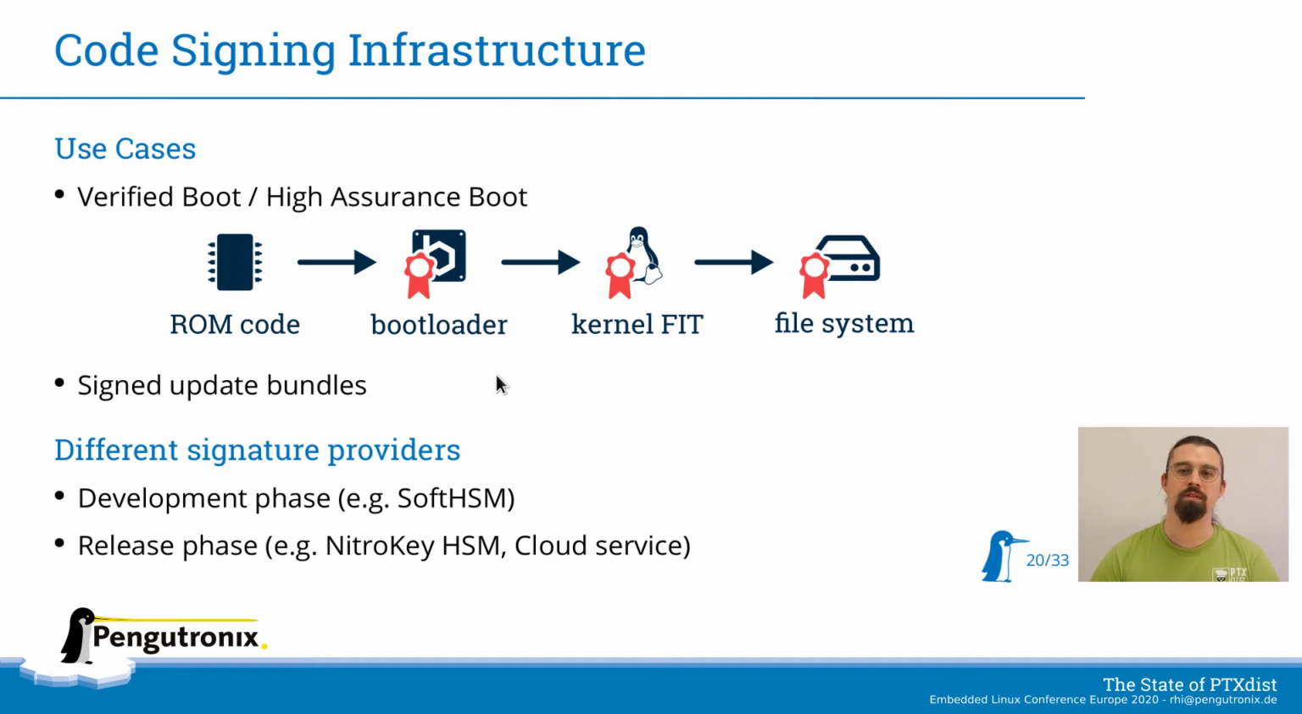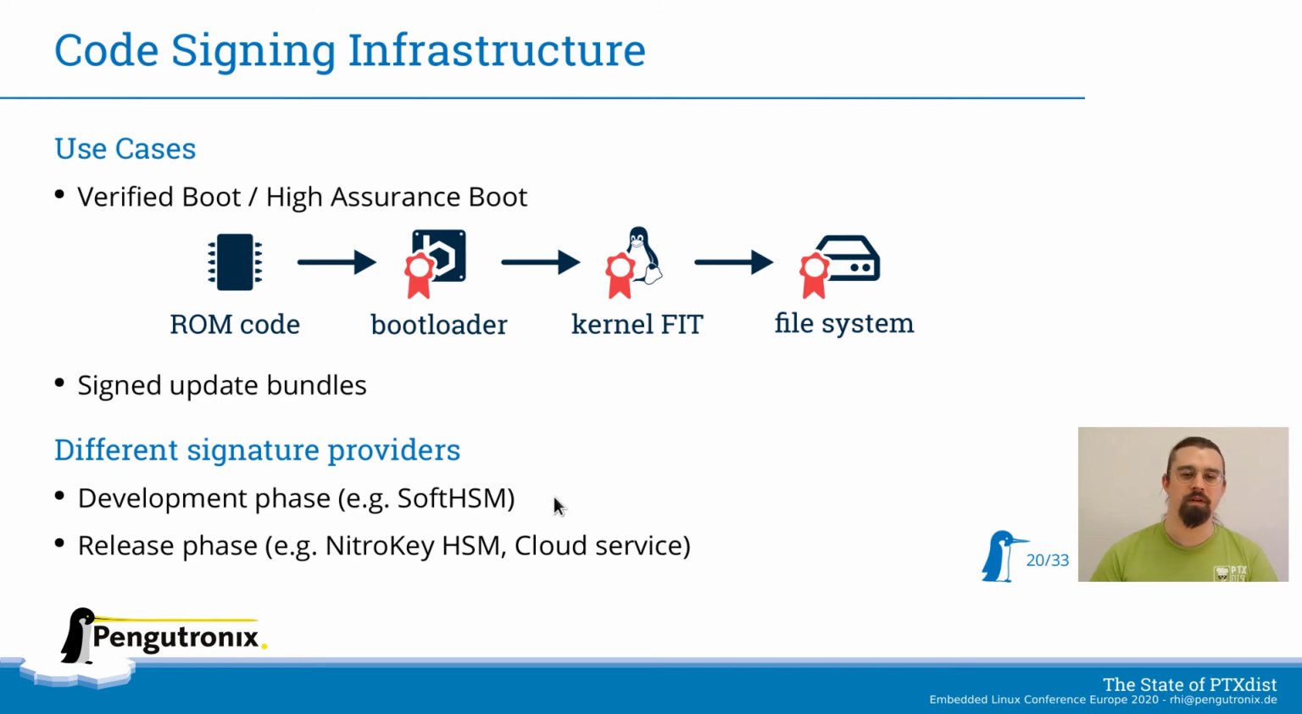For example, I think RAUC can do this if you want to use it. So you can download your update bundles from the web and make sure that they really contain the right software released by the right person. And maybe you want to also have some key set for development and some key set for the release phase.